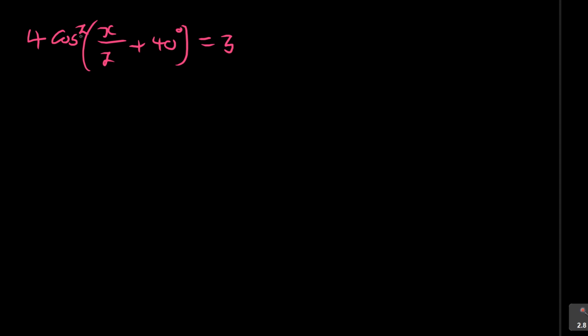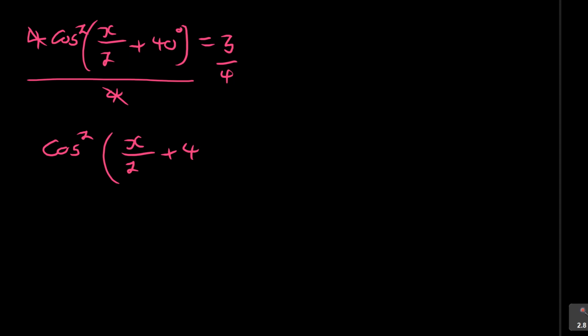First things first, what you need to do is to get rid of that 4. So to get rid of the 4, divide by 4 like that. So what you have is cos squared (x over 2 plus 40) equals 3 over 4. That's the first thing you needed to do.